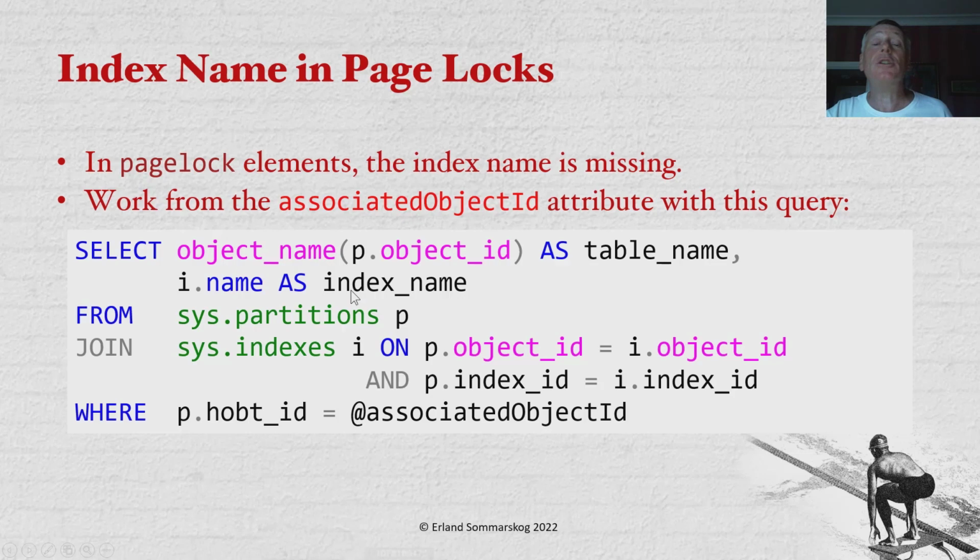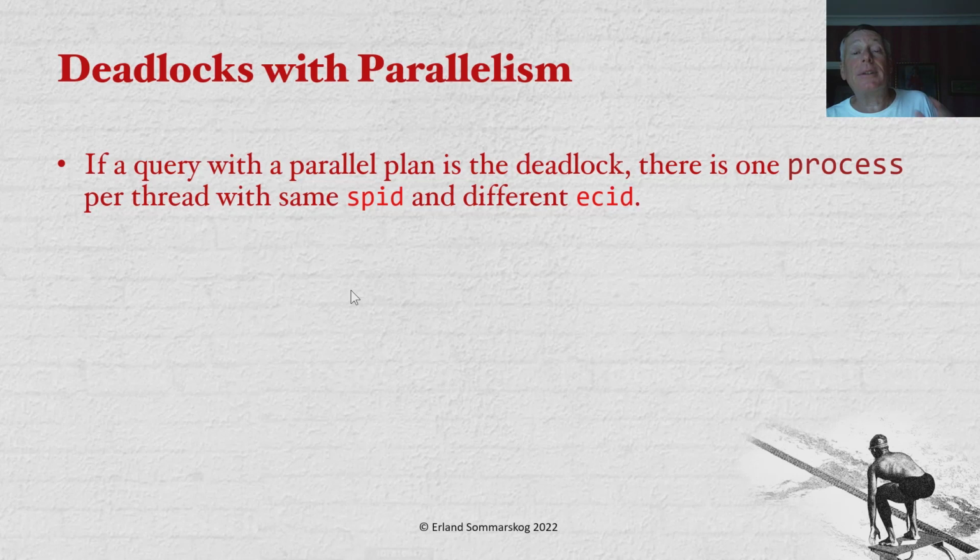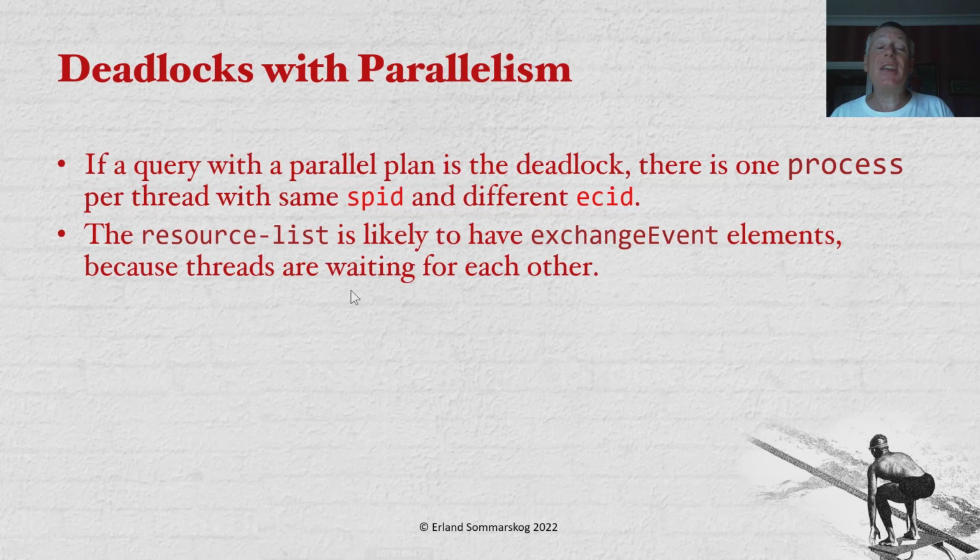Now, before I leave the resources, I'd like to discuss deadlocks with parallelism in a little more detail. So if you have a query with a parallel plan, you will get one process per thread involved in the deadlock. They will all have the same SPID, but different ECID. And in the resource list, you're likely to see exchangeEvent elements because the threads are waiting for each other. So let's say thread one is trying to read a row, but it's blocked by a writer that has already updated that row. And then thread five is reading a row, and by that it's blocking the writer in some way or another. So you have a deadlock between these.